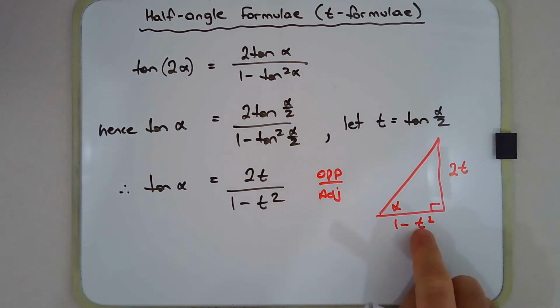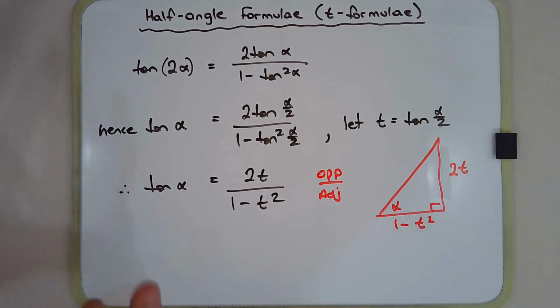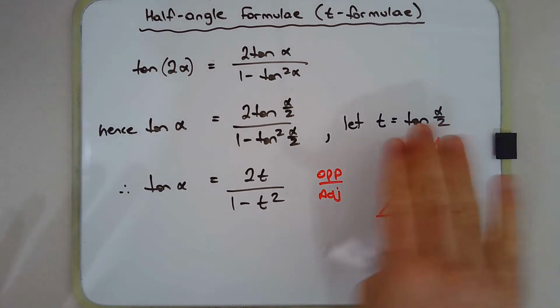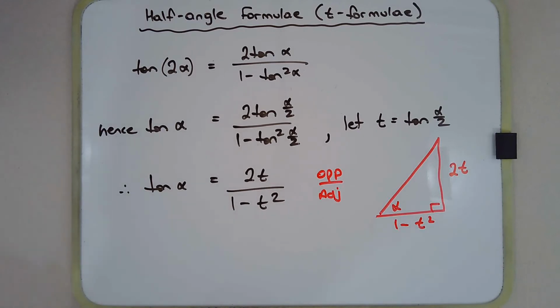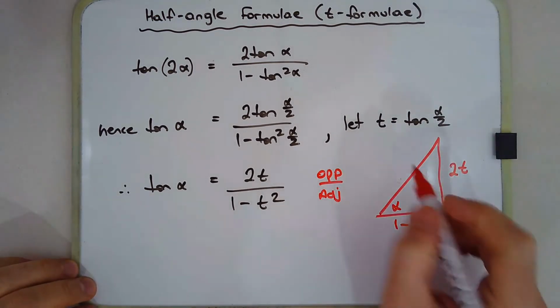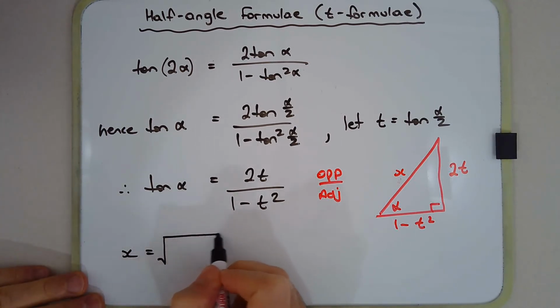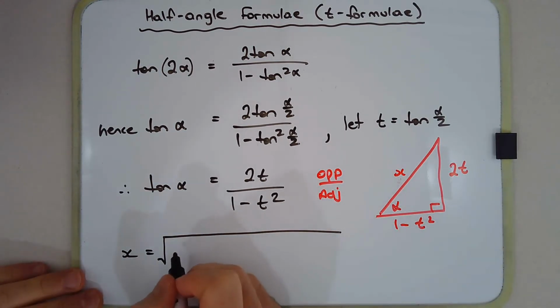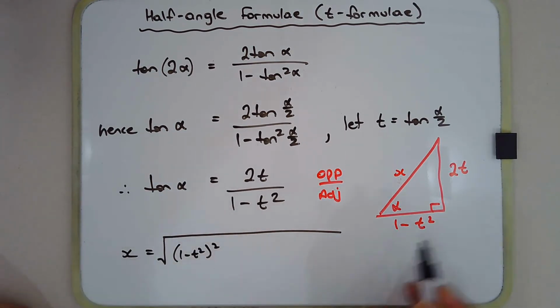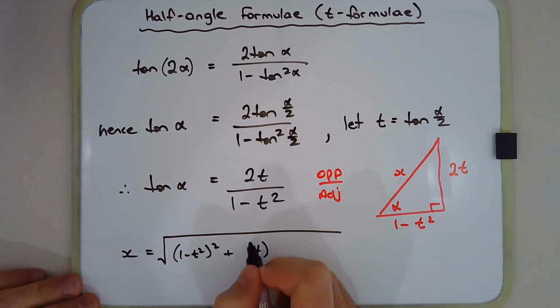Now always remember t is tan of alpha on 2. But sometimes we forget that. But at least for the time being, it's convenient to just not think about it in terms of tan alpha on 2 and just think about it in terms of t for now. So now we need to find the hypotenuse. I'll just use a pronumeral for that, so let's call it x. So x is equal to the square root of 1 minus t squared, all squared, plus 2t, all squared.